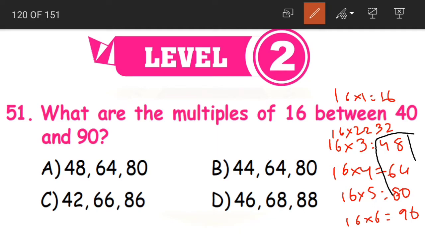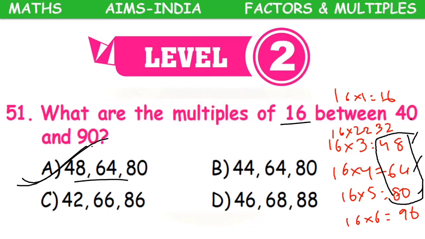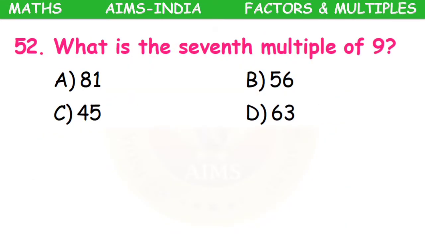These three multiples, what are they? 48, 64 and 80. Now which is the correct option? Option A. 48, 64 and 80 are the multiples of 16 between 40 and 90. Understood, children? Yes. Next question.